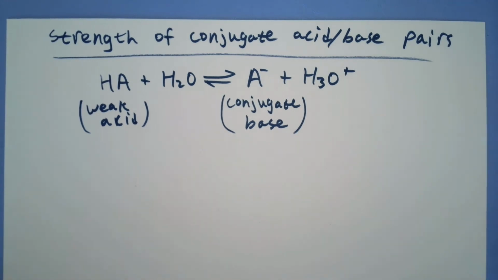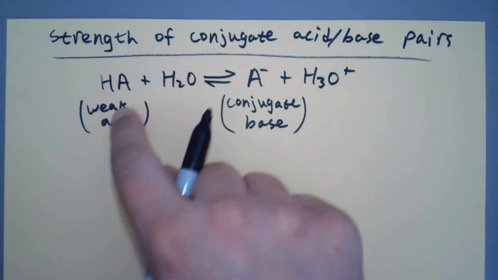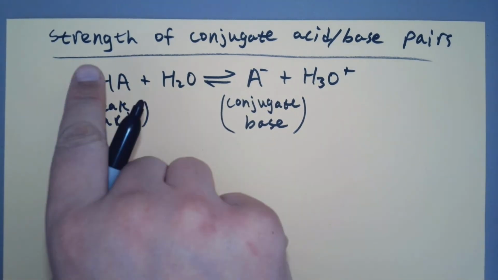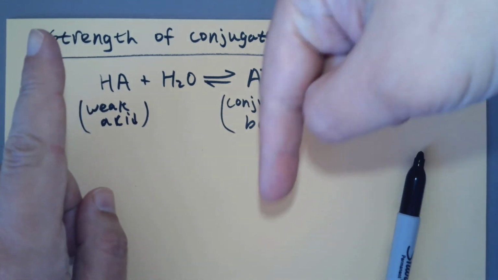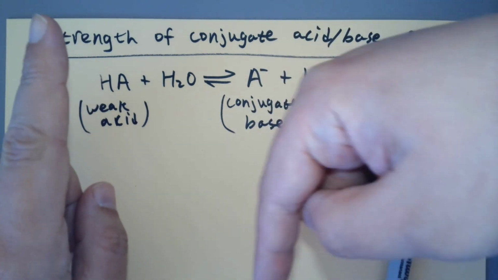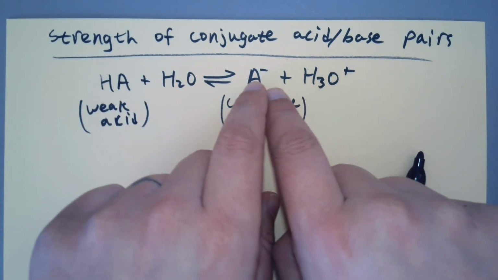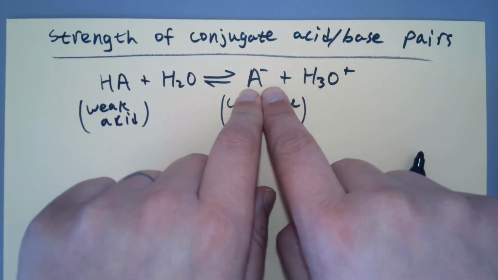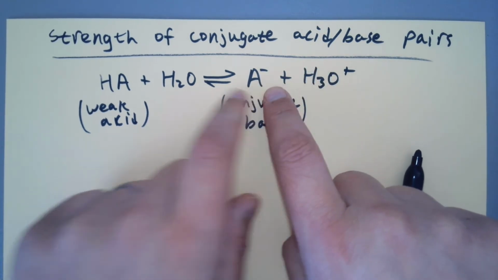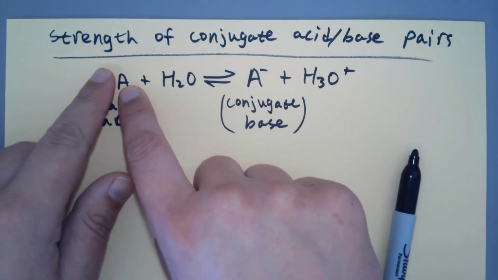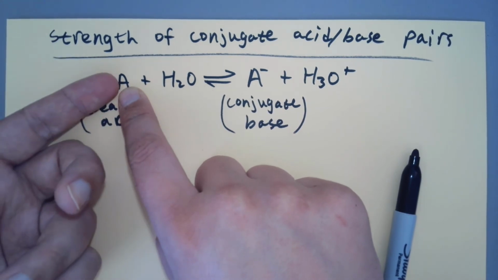Now, there's a relationship here. As the strength of HA increases, if this becomes a stronger acid, the conjugate base is going to be a weaker base. The more easily this is going to dump off an H plus, the worse this is going to be at picking up an H plus. It's not going to want it back. So if A isn't hanging on to an H plus very well, it's acting as a stronger acid.